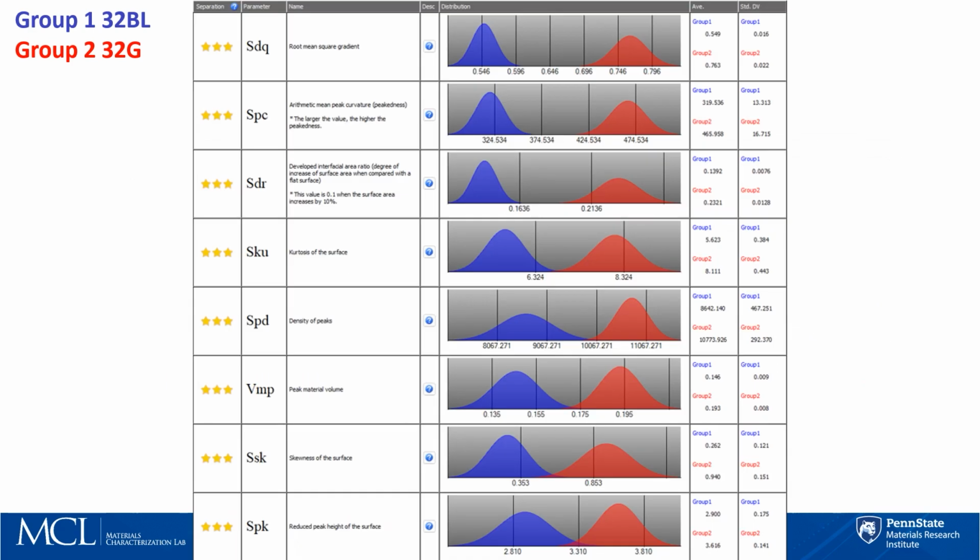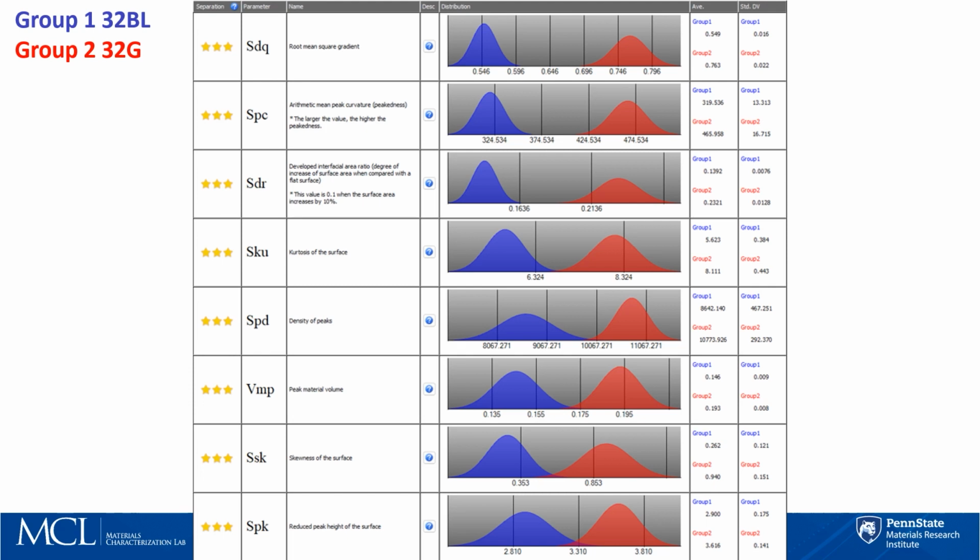Well, the three-star, or highest recommended, terms are the SDQ, which is the root mean square gradient; SPC, which is the average peak curvature, sort of like the sharpness of peaks; the SDR, which is the developed interfacial area ratio; the kurtosis; the density of peaks; the peak volume, material volume; SSK, which is the skewness of the sample; and the reduced peak height. So let's go into some of those terms and see if we can figure out really what this is saying for us.